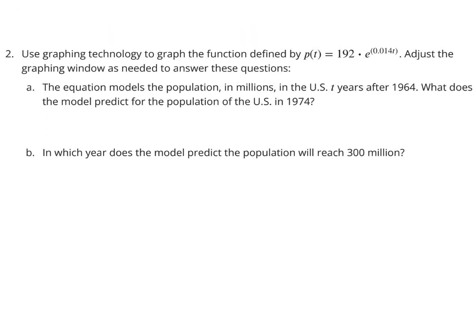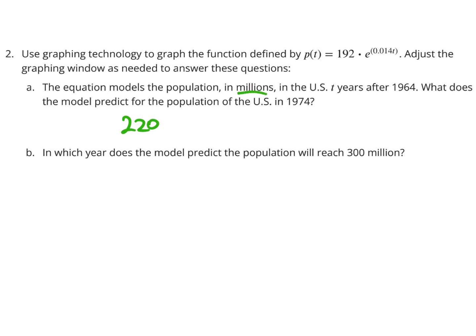Okay, again, put this into y equals, clear out what's in y equals, put this one in. We don't need to graph it. We're just going to hit second graph. And then the equation models the population in millions after 1964. What does the model predict in 1974? What does t stand for? t is 1 year. So we're going to scroll down to 10 and 220 million.